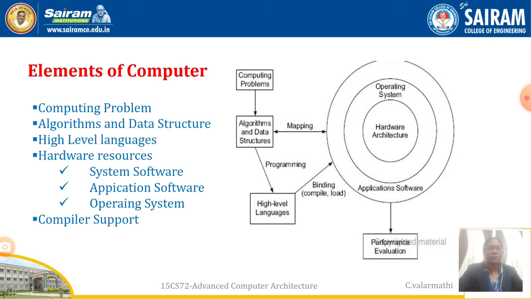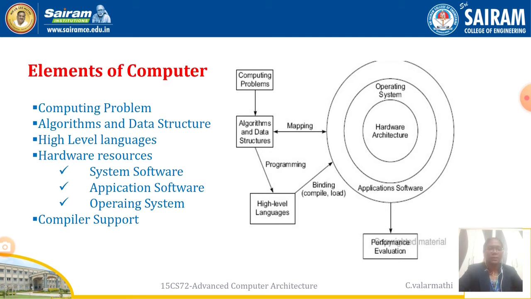So what are the basic primary elements of a computer? First one is computing, which starts from the computing problem and designing algorithms and data structures. Then it goes to the definition of high level languages supported by hardware resources. The hardware resources are a part of three elements: system software, application software and operating system. We know the meanings of system software, application software and operating system. So these are the inherent elements of hardware.